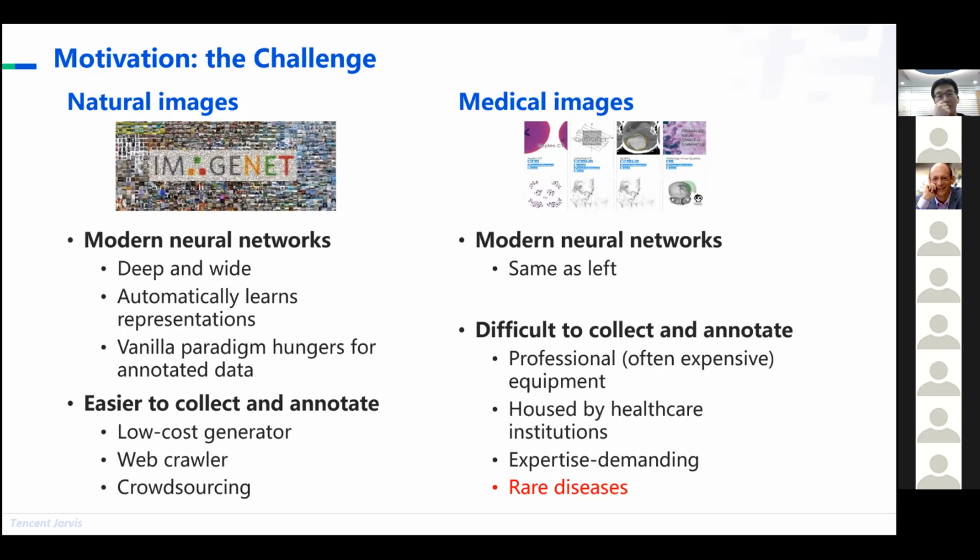On the other hand, medical images now also enter the era of modern neural networks. However, they are more difficult to collect and annotate. They often require professional, often expensive equipment to generate, and the existing data are often housed by healthcare institutions that cannot be shared easily due to various concerns. To annotate them also requires expertise, and lastly, for some rare diseases, the data itself is very limited.